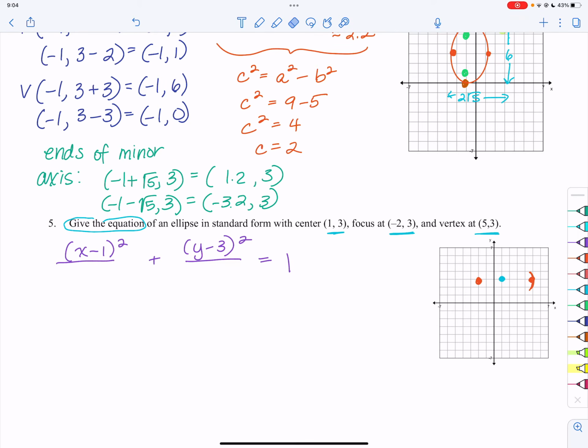And really, I didn't want to do that in red. I wanted to do that in green. So the focus is at negative 2, 3. And as you can see, this distance here is 3. Okay? And so this distance here is 4.